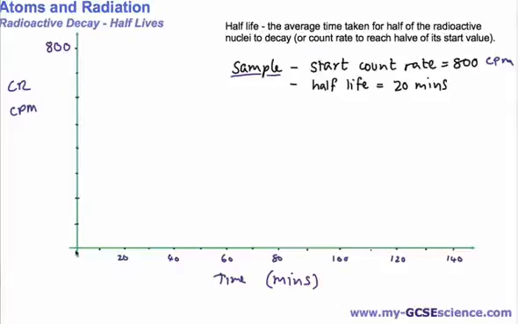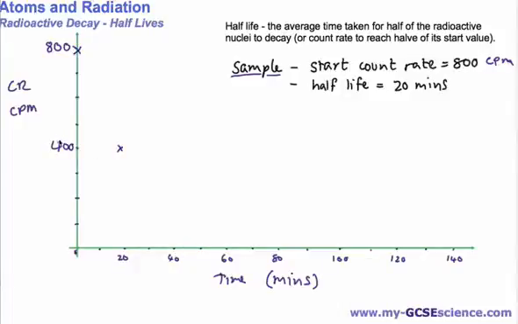Now the first point at time 0 is very easy to plot. It's just at the start rate of 800 counts per minute, so it's 800 there, and the half-life is 20 minutes. So after 20 minutes that count rate would have halved. So we've got 100, 200, 300, 400. That's half of your 800. So after 20 minutes we have a count rate of 400. Now what's the next point? Well, we have to go another 20 minutes. That's up to 40 minutes.